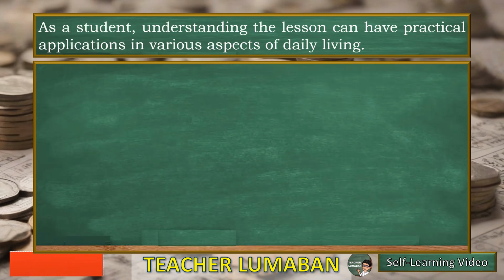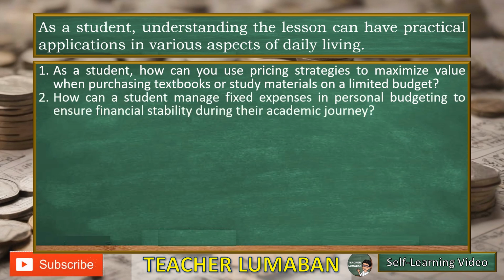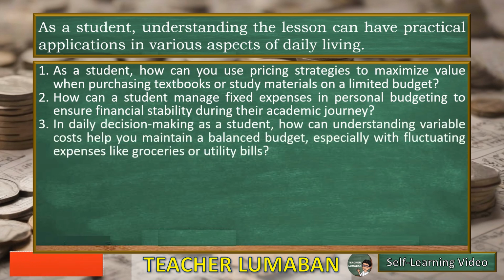As a student, understanding the lesson can have practical applications in various aspects of daily living. As a student, how can you use pricing strategies to maximize value when purchasing textbooks or study materials on a limited budget? How can a student manage fixed expenses in personal budgeting to ensure financial stability during their academic journey? In daily decision-making as a student, how can understanding variable costs help you maintain a balanced budget, especially with fluctuating expenses like groceries or utility bills?